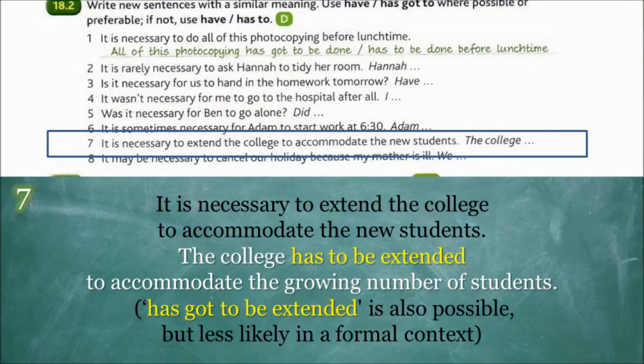It is necessary to extend the college to accommodate the new students. The college has to be extended to accommodate the growing number of students. Has got to be extended, is also possible, but less likely in a formal context.